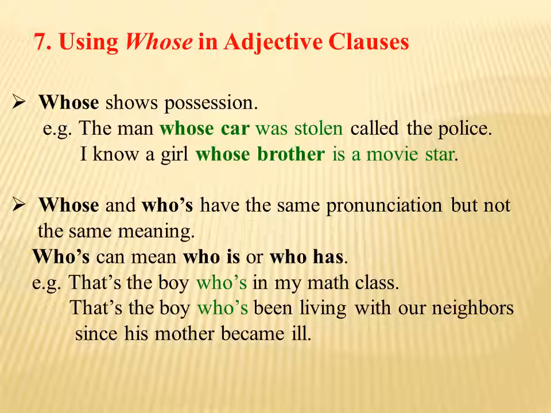Whose and who's have the same pronunciation but not the same meaning. Who's with an apostrophe s can mean who is or who has. Example, that's the boy who's in my math class. To say, that's the boy who is in my math class. Or, that's the boy who's been living with our neighbors since his mother became ill. To say, that's the boy who has been living with our neighbors since his mother became ill.